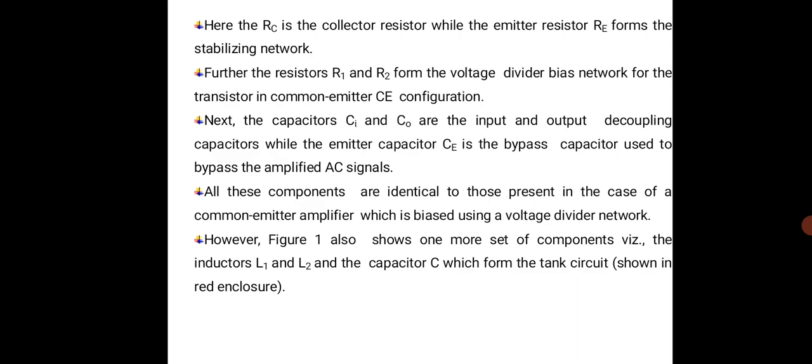All these components are identical to those present in the case of a common emitter amplifier, which is biased using a voltage divider network. However, figure 1 also shows one more set of components, that is inductors L1 and L2 and the capacitor C, which form the tank circuit.